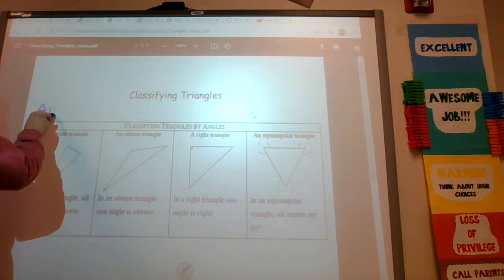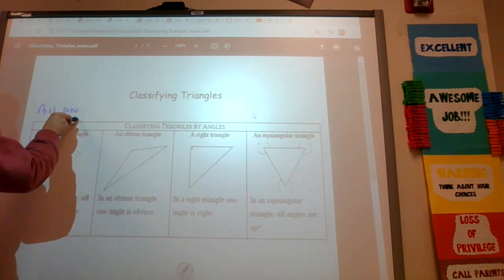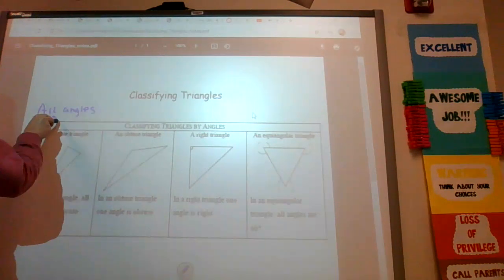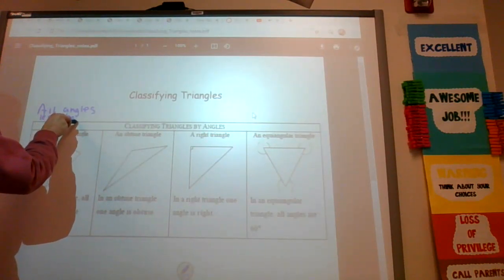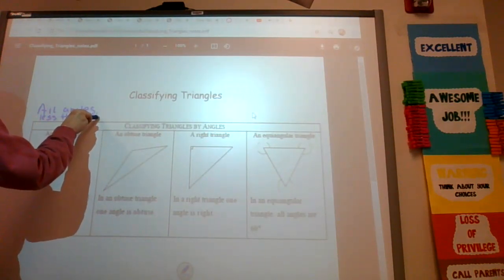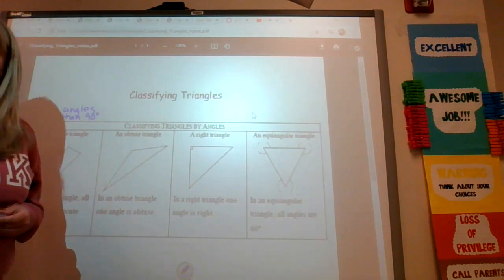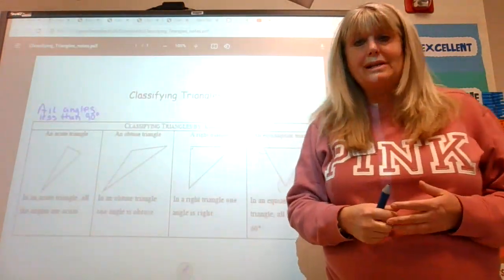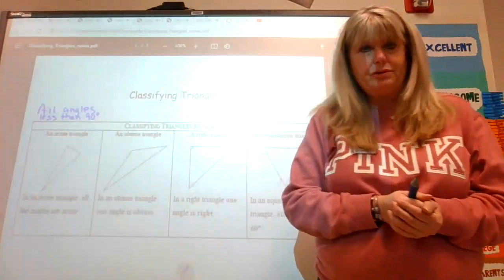So you might want to put this note up here: all angles less than 90 degrees. So for an acute triangle, all angles are less than 90 degrees. That's how we name it as an acute triangle.